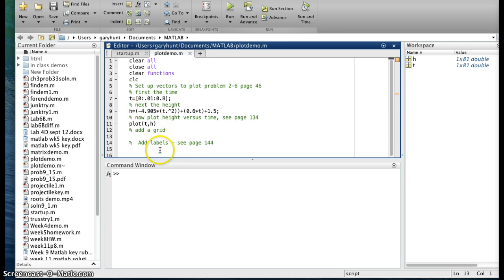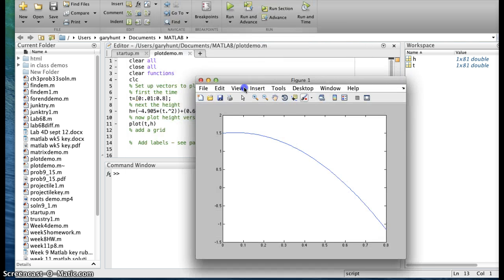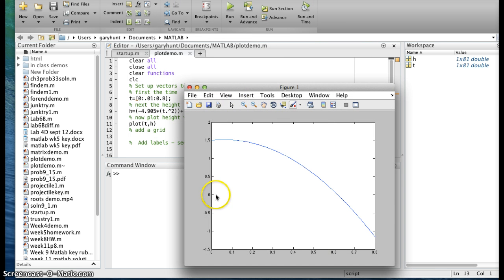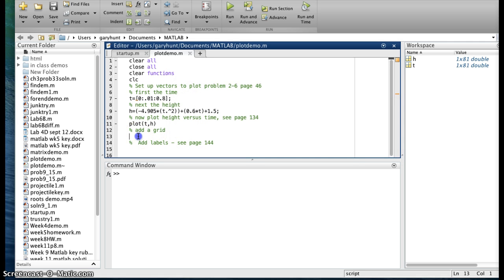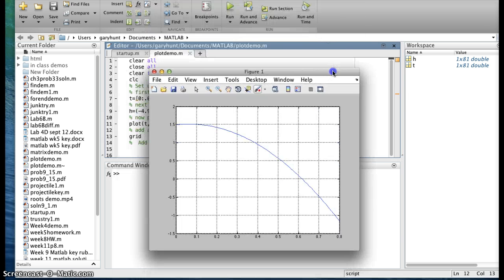Now, in addition to our plot, I'd like to have a grid because, well, let's look at that guy again. When we look at our graph, we're going to want to know about what time it went through 0. And it would be nice if there was a grid on here. So I'm going to put in the grid command. And when I do that, save it and run it. All right, now I have a plot with a grid.